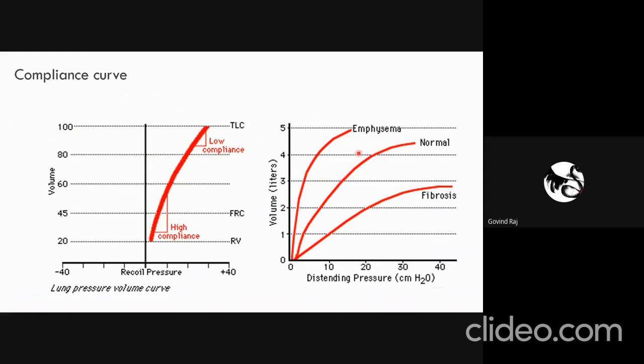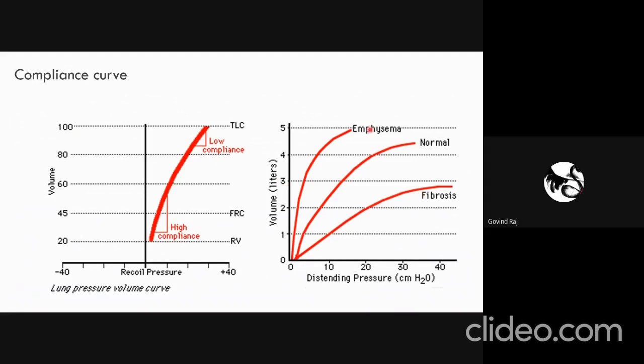The same idea is given here, where it denotes different disease stages and the distending pressure. Distending pressure is the pressure to expand and relax a structure. That's it. Okay. So here we have fibrosis. In fibrosis, if you apply a pressure, it will give you only a small variation in volume.